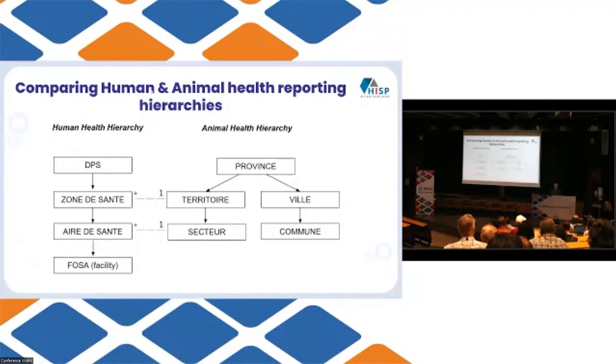If you look at the structure, on the human health side you have the reporting structure and hierarchy: the provincial central, you have the province, you have something they call zone de santé, which is a bit like a district, and you have aire de santé, and at the base you have formation sanitaire, that's the facility. You have the facilities, and then up to the aire and to the zone de santé and to the province. And if you compare with the animal health hierarchy, you have territoire, which is either many territoires in one zone de santé, or one to one, or even the opposite, and that makes things complicated. And the same between the sector and the aire de santé. So that is the complexity.